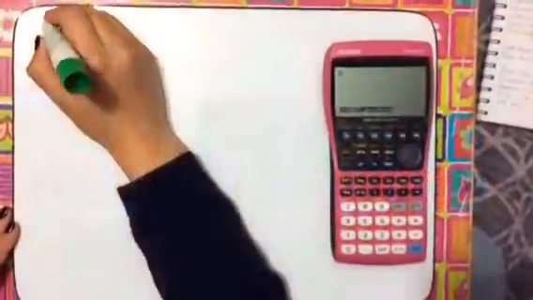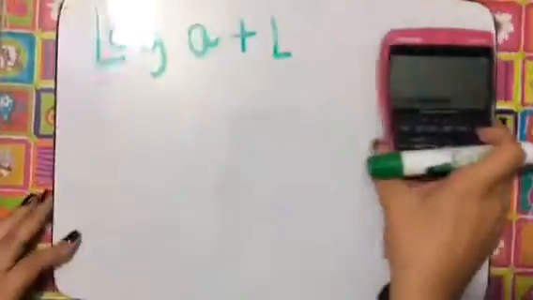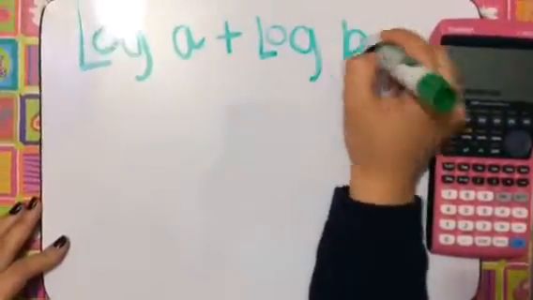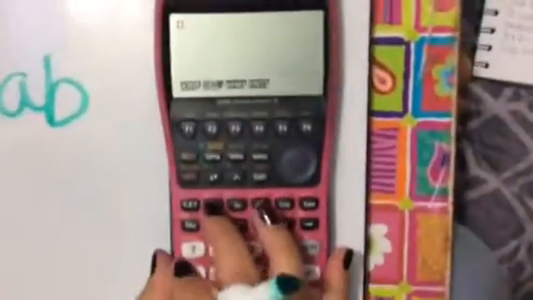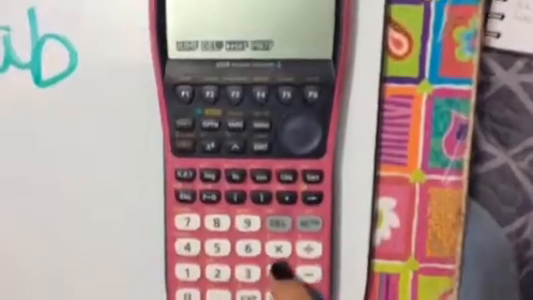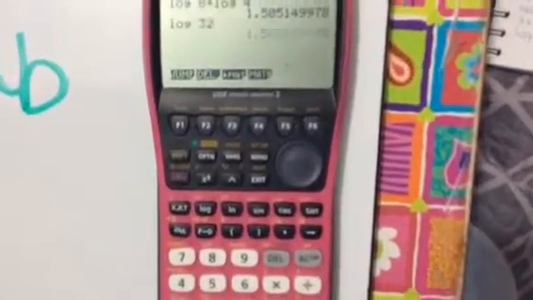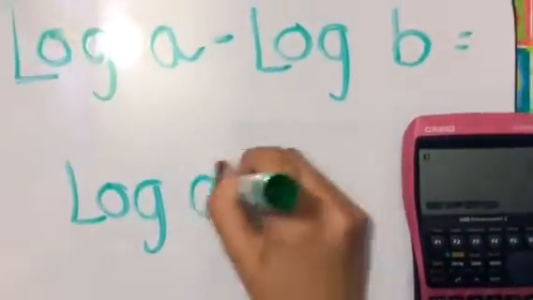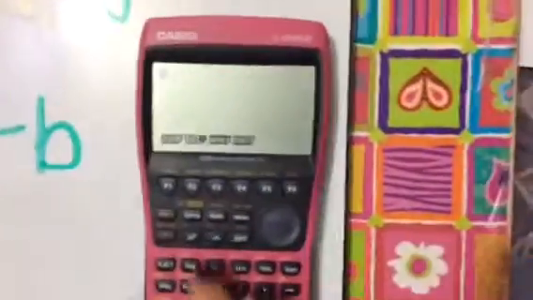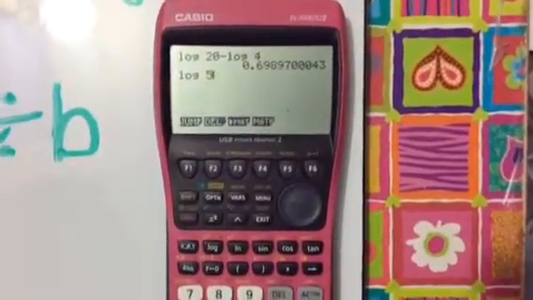These rules are: first rule, log A plus log B is the same as log AB. An example proved: log 8 plus log 4 has the same answer as log 32. Log A minus log B is the same as log A divided by B. We consider log 20 minus log 4 gives us the same answer as log 5.